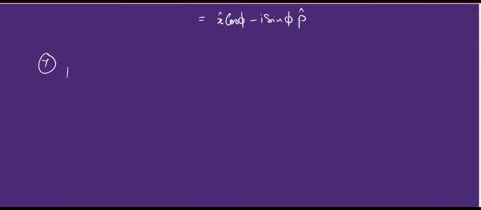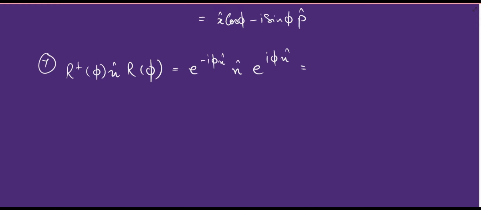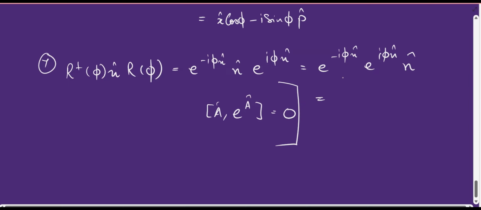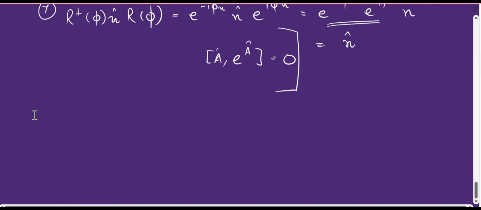Then there is another identity, R dagger(phi) n cap R(phi). What does it do? This is nothing but e raised to minus i phi n cap, a cap, e raised to i phi n cap. Now because n cap commutes with e raised to n cap, in the same way we can take it over here: minus i phi n cap e raised to i phi n cap, and these two will give me identity, so this is equal to n cap. This is what it does.